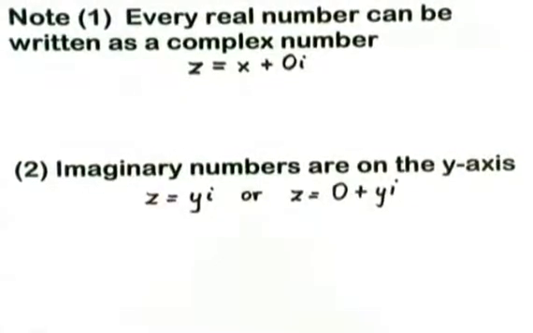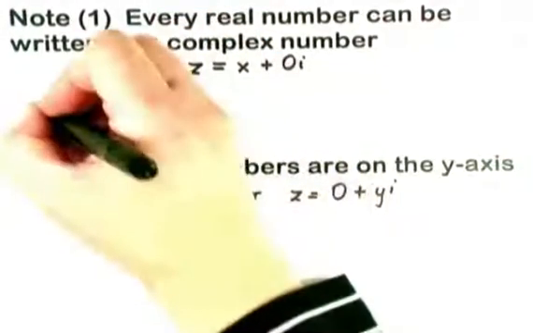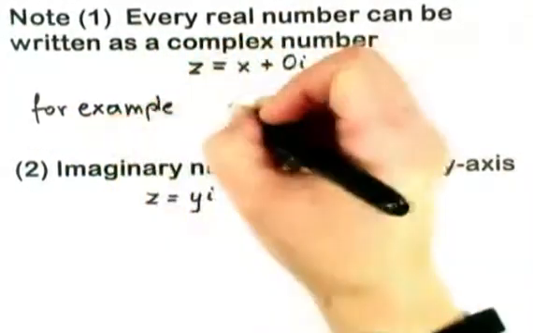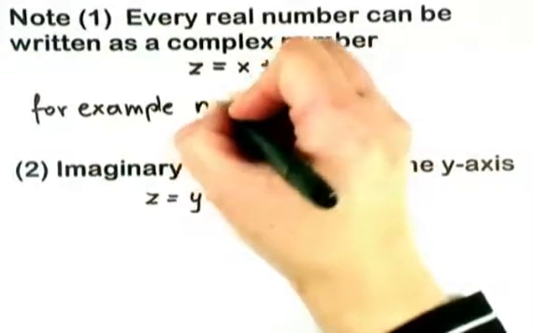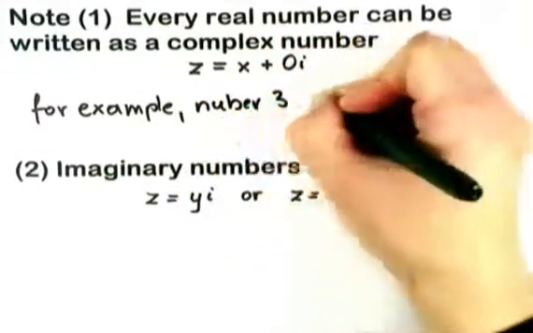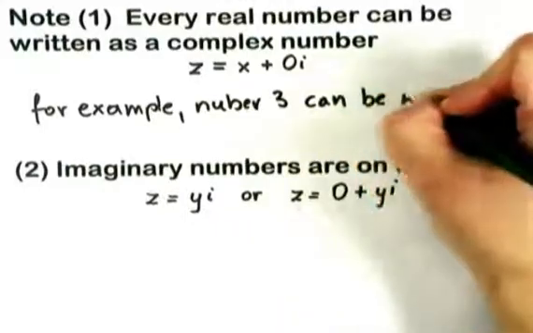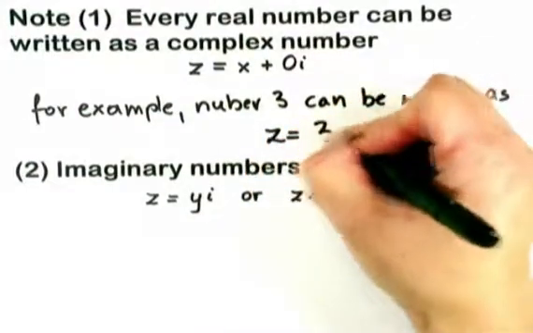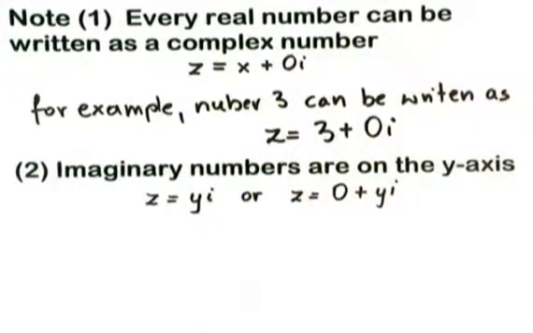Note number 1, every real number can be written as a complex number. A real number does not have that i, so z is equal to the number x. So for example, we can write number 3 as z is equal to 3 plus 0i. And all those numbers are going to be on the x-axis.